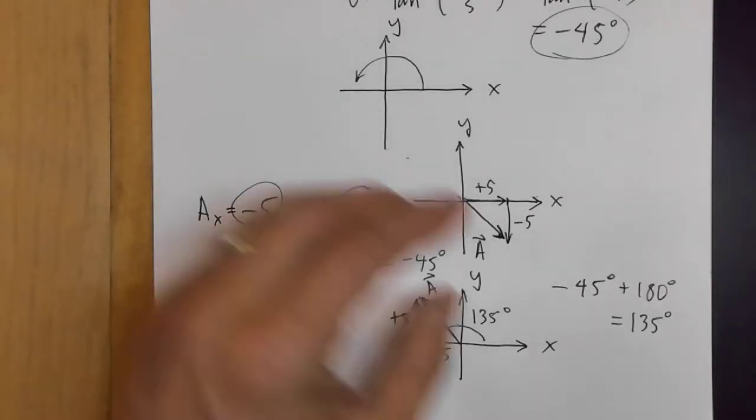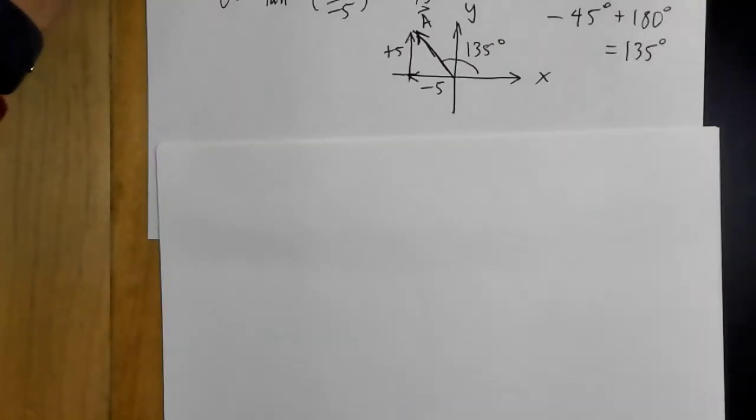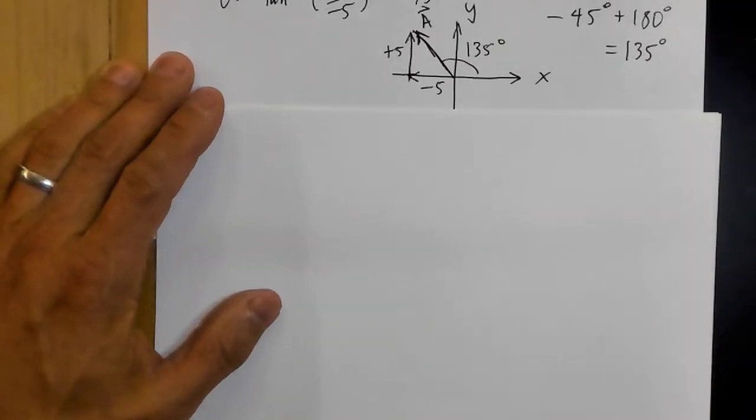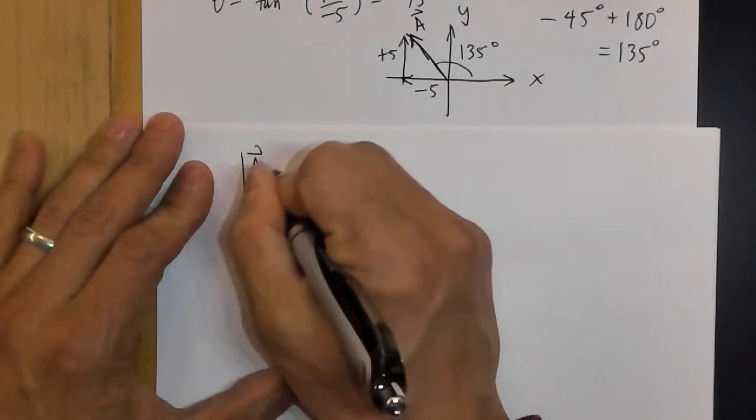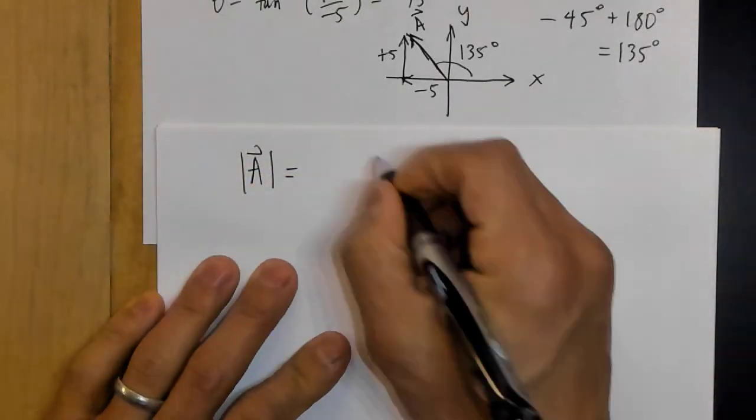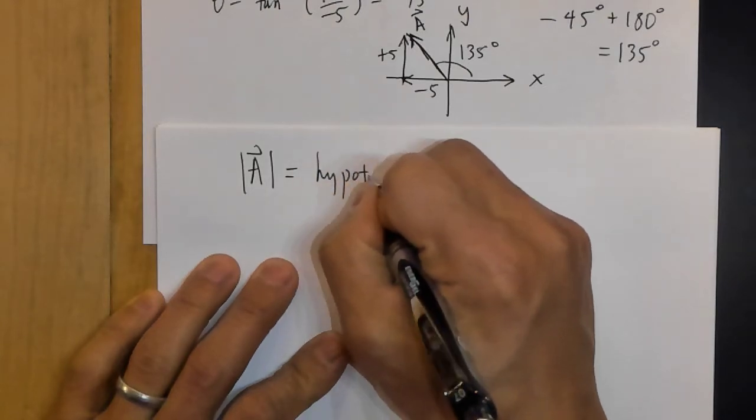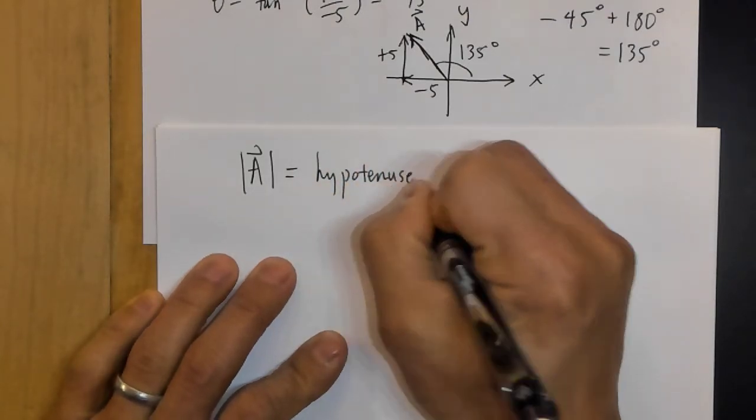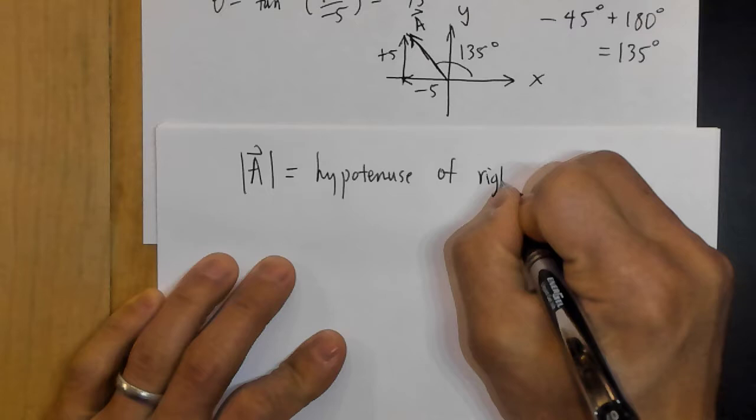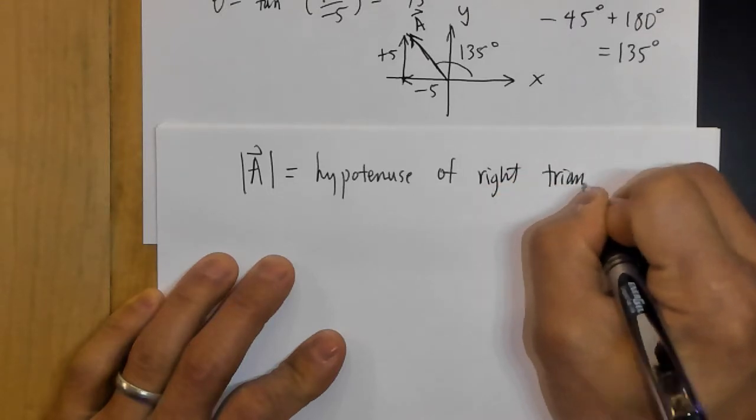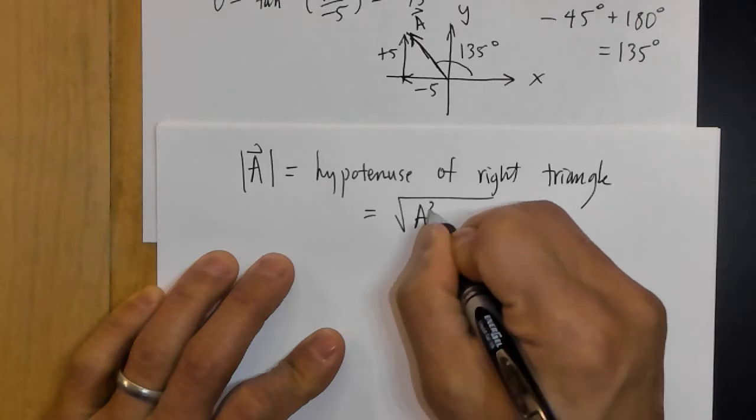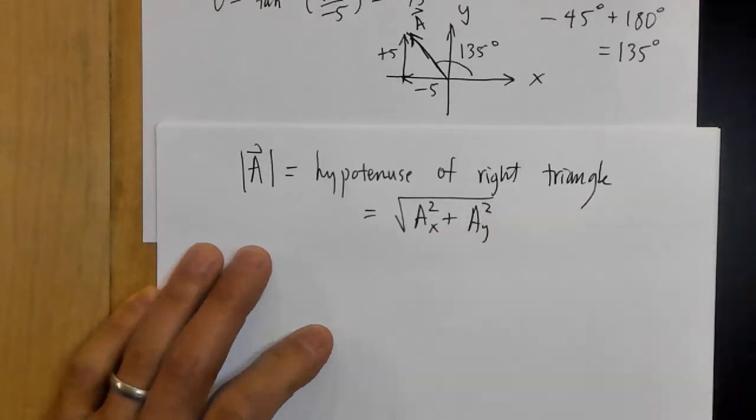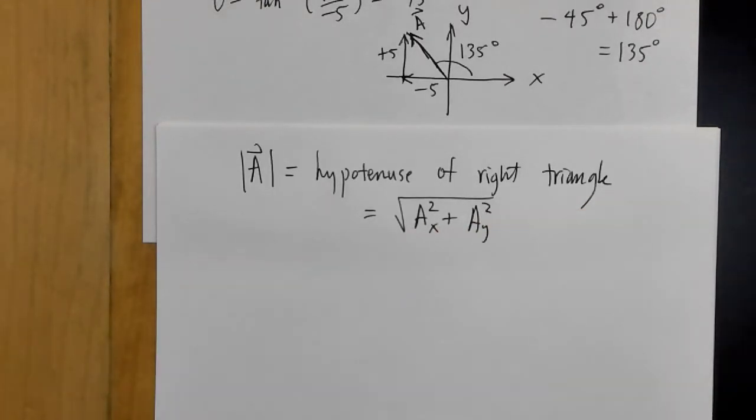Okay, next thing. All right, I said a magnitude is a hypotenuse of the right triangle. And so it's equal to the square root of the sum of the squares of the legs of the triangle. So ax squared plus ay squared.